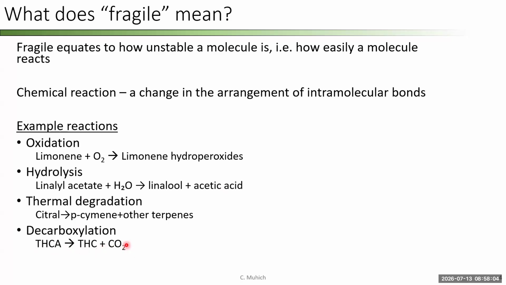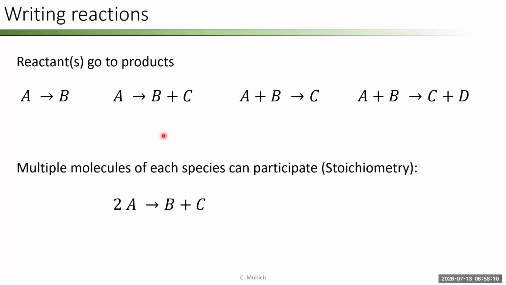So all of these are undergoing some sort of chemical change. We can write our chemical reactions in this form where we have a reactant, so what we start with, an arrow saying that there's a transformation that's happening, and then what it reacts to. And so we can have different numbers of reactants and products. So here's a unimolecular reaction. So A goes to B.